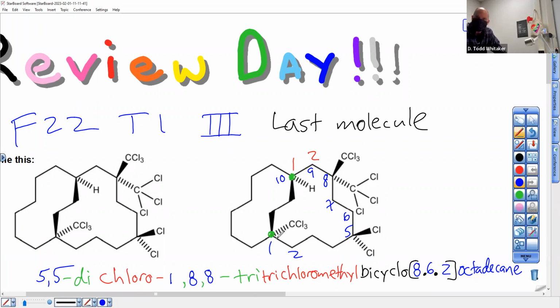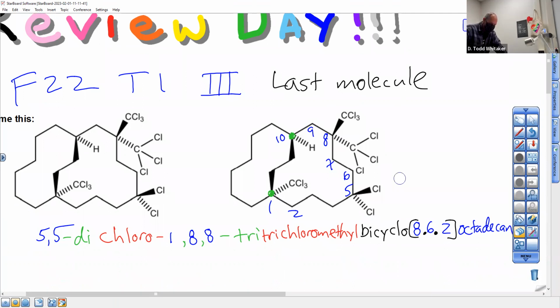Carbon 1 is a stereocenter. Carbon 10 is a stereocenter. I'm going to erase the red now because I'm tempted to talk about it already and it's no longer relevant, right? Don't need the red. Okay. So, stereocenter on 1, let's start. What's the number 1 priority on blue stereocenter number 1?